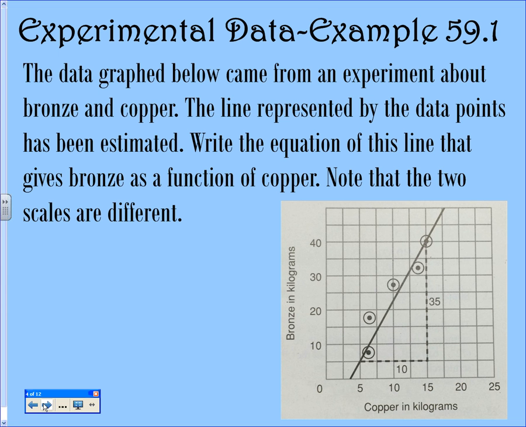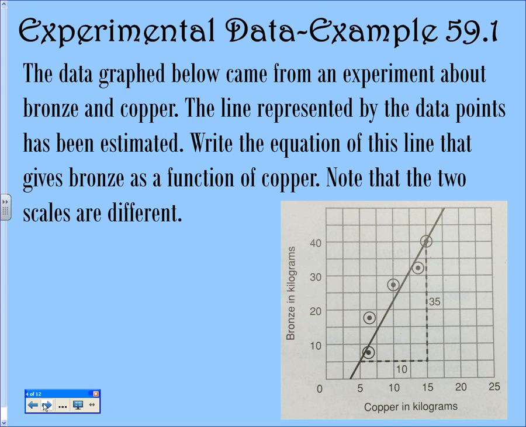All right, so the little dots that are circled are our data points. Do you see how some of them are on the line? Some of them are close, some of them are not exactly on the line. We don't really care about the data points right now. We only want to find the equation of that black line that they drew in for us.